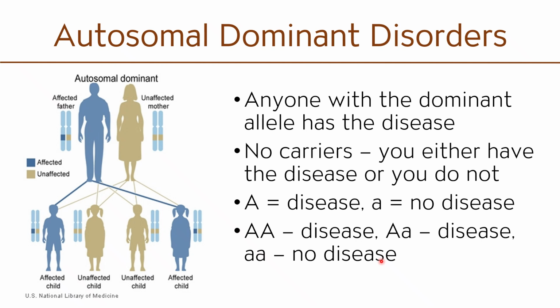I say disease in this case primarily because in class we're going to focus on more problems and disorders that arise from these rather than actual traits, but anything that's autosomal dominant in its inheritance pattern can just be a trait as well, not necessarily something that's harmful. It can just be a characteristic of the organism. So in this case, there's no carriers, which we'll get into in a moment, but carriers are basically people who appear unaffected but have the ability to pass it on. With autosomal dominant, you either have the trait or the disease or you don't have it. There's no carrying capacity here.